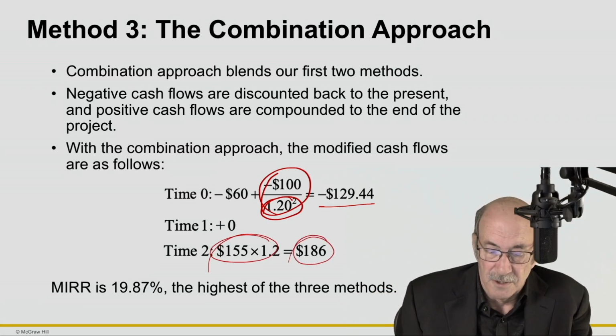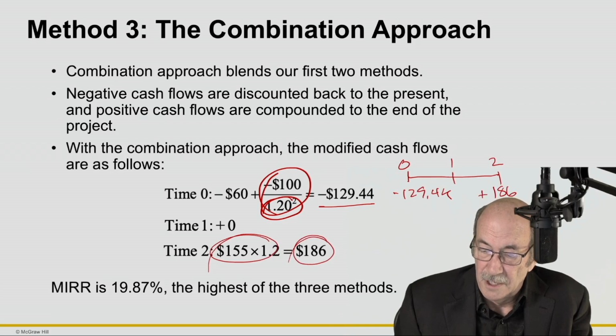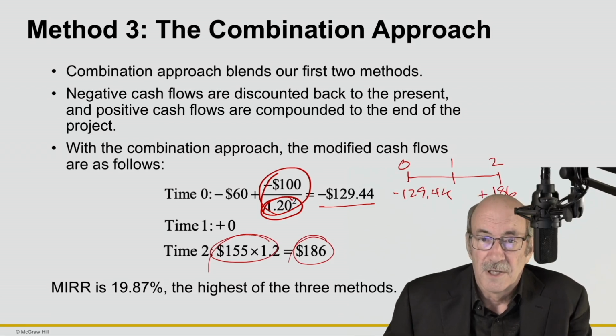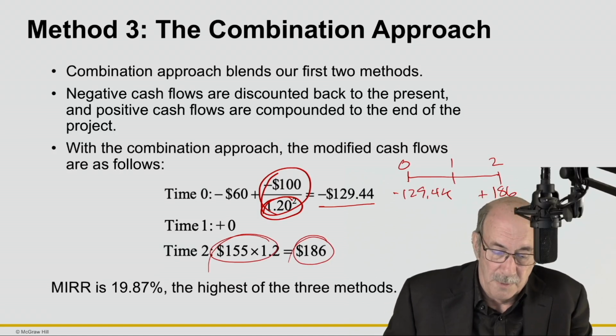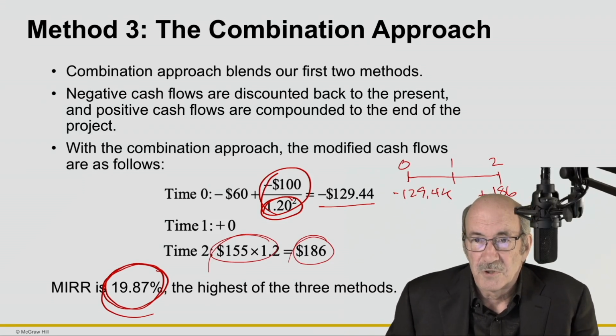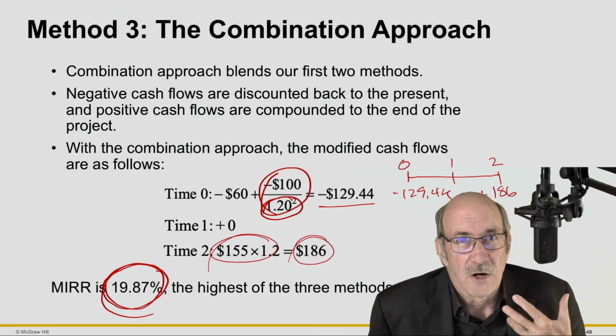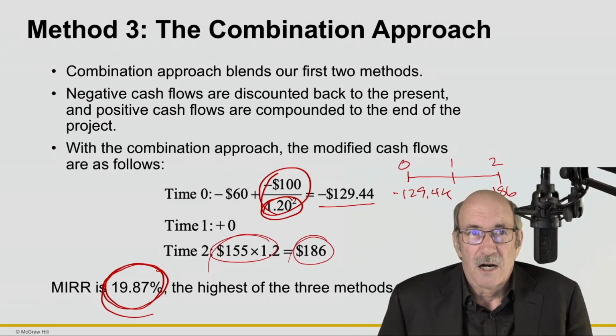have $186 out there. So again, if I were to look at this on our timeline, this would be a positive 186 out here. And again, if we plug those into our financial calculator, we'd come up with an internal rate of return of 19.87%. So these are methods that can be used to avoid that multiple IRR problem.